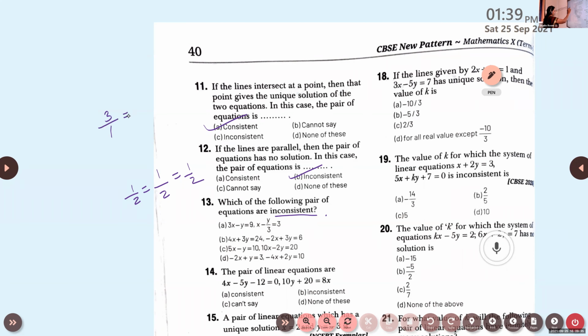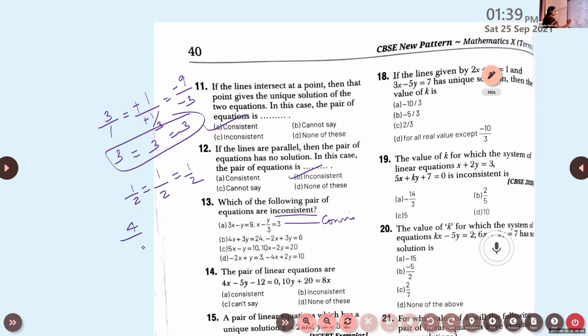3 by 1 equal to minus 1 by minus 1 by 3 equal to negative 9 by negative 3. So 3 by 1 means 3. Your negative will get cancelled. Reciprocal of a reciprocal means it is 3. So here also it is consistent. Next one, look at the second one. 4 by minus 2 is not equal to 3 by 3. Here it is also consistent, unique solution. Third one, it is consistent, infinite solution.